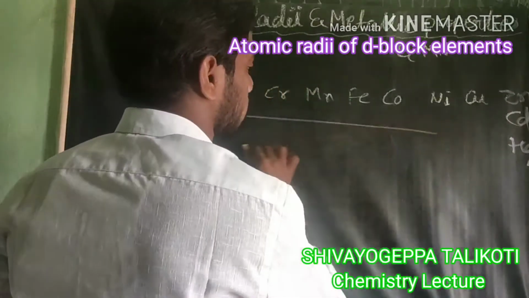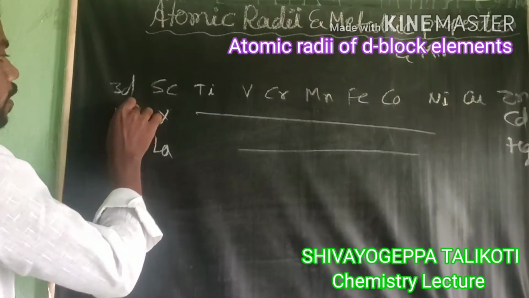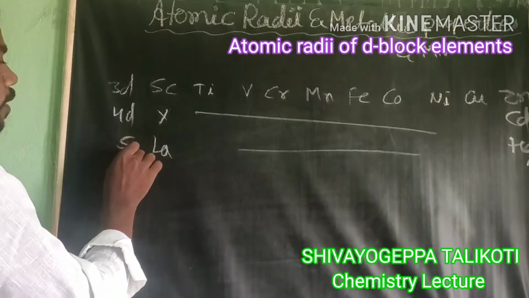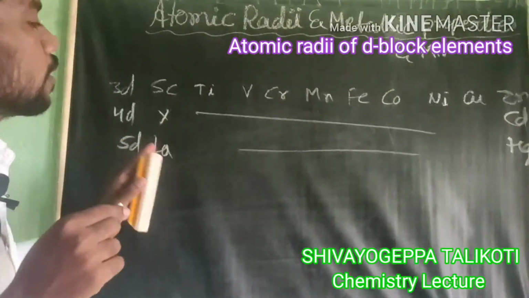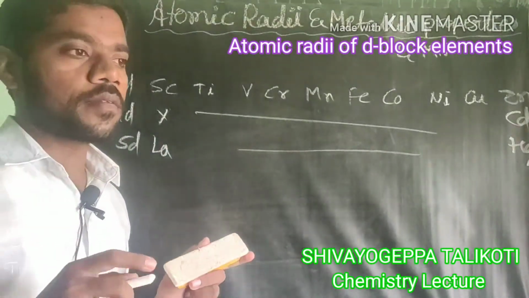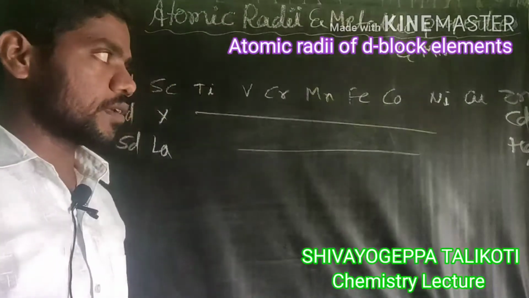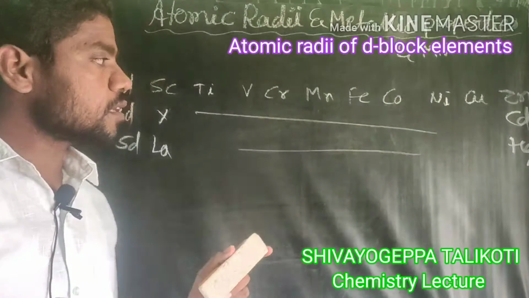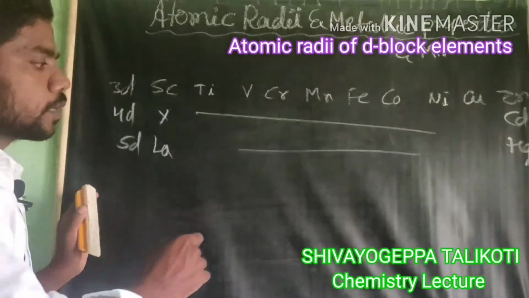They are called the 3D series, the 4D series, and the 5D series. How does the melting point and the atomic radius change along the groups as well as along the period? That is what we now have to discuss in the D block element chapter. What happens to the atomic radii? First, we'll go for the simplest concept.